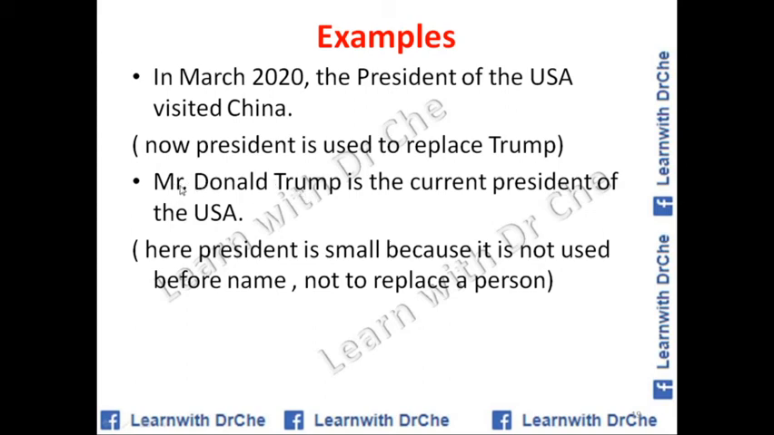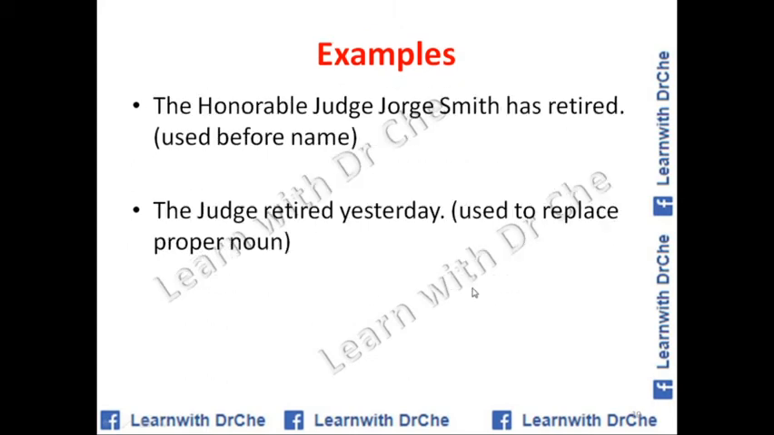If we say President Donald Trump, it will be capital. If we say the President of the United States, it will also be capital, because we are replacing Donald Trump. But here it is used as a common noun, not in either of these two situations. Mr. Donald Trump is the current president of the US. Trump is already mentioned in the same sentence, so we're not replacing Trump.